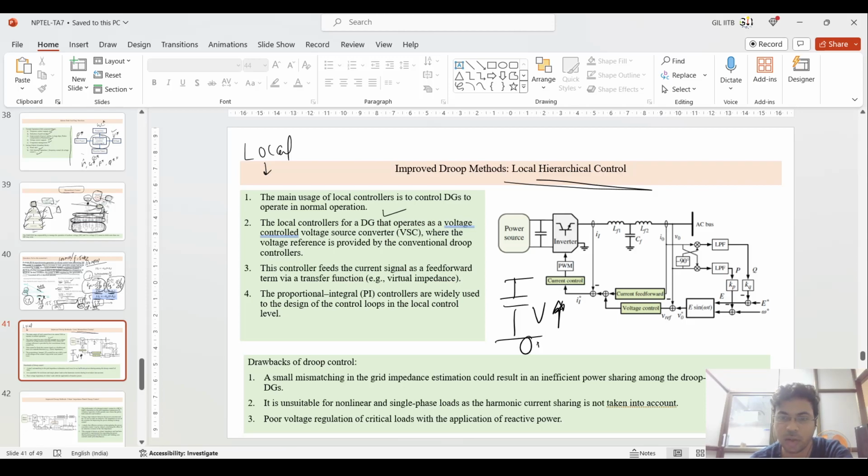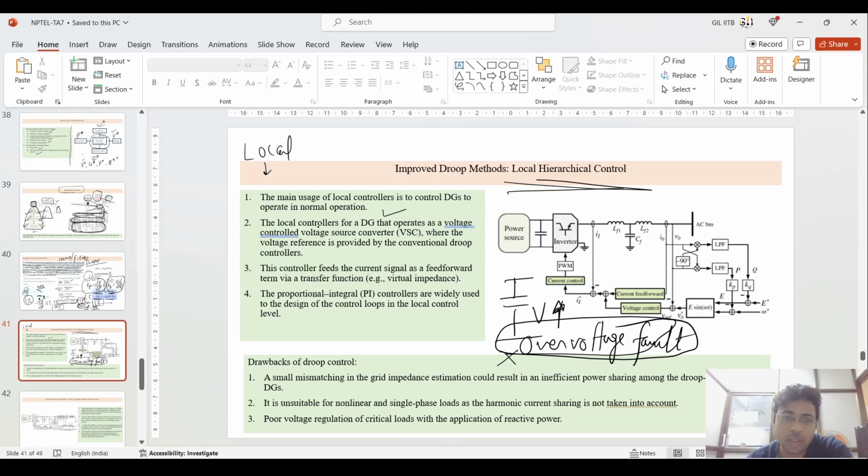This will generate the over voltage. If you are not taking the same amount of power, this will be an over voltage fault. So this kind of situation, if you're not taking the same amount of power which is being generated in this distributed generation device, it should be avoided by using this local control.